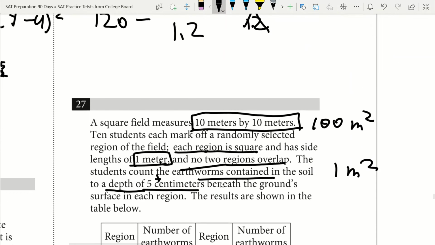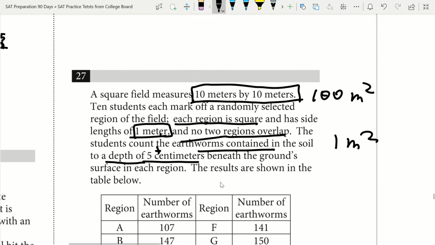All right, so as far as things to put in your notes there, really the big thing is understanding that if we have dimensions like 10 meters by 10 meters, we multiply them to get our total area of the field. After that, understanding that each region is square. So notice how as I read through a word problem, I annotate the text, right? I'm underlining and circling and squaring things.